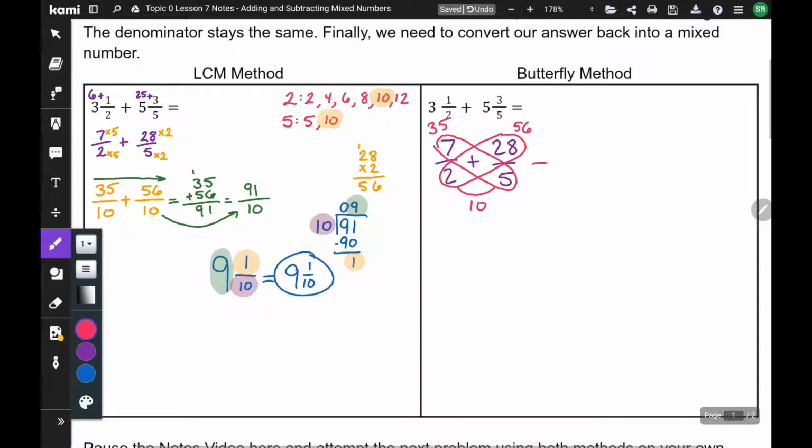Okay, this is an addition problem, so I'm going to add up my top numbers. I've got 35 plus 56. Again, earlier we showed that work. We saw that that was 91. And then our denominator moves straight up into our answer. And then from here, we follow the same last step. We have to convert it back into a mixed number. We take the numerator divided by the denominator. And again, we've showed our work for that one already. So we are going to go ahead and show that that will equal 9 1/10.